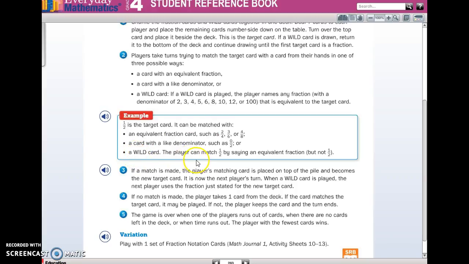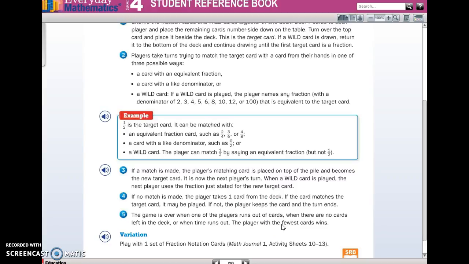Or if I have a wild card, I can throw that down and I can say any equivalent fraction except for 1/2. So I might lay it down and say the new target card is going to be 3/6. So now 6 would be the denominator, and that would be the new denominator that we're going for, and 3/6 would be the equivalent fraction. When a match is made, you're going to lay your card on that, and then go to the next person.